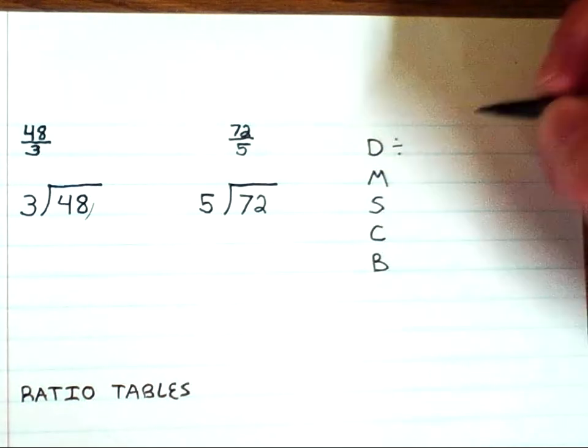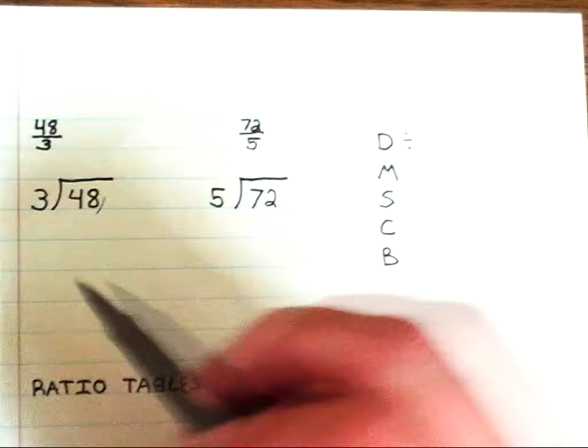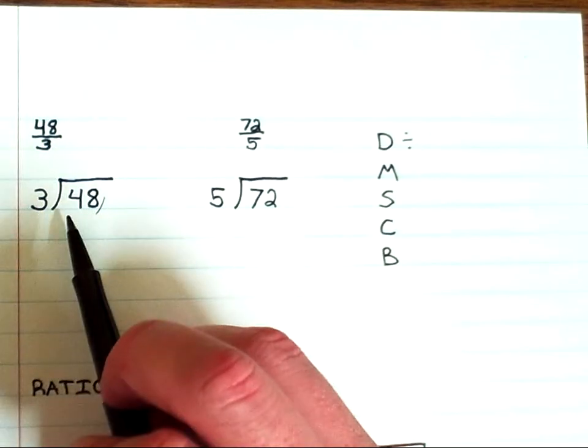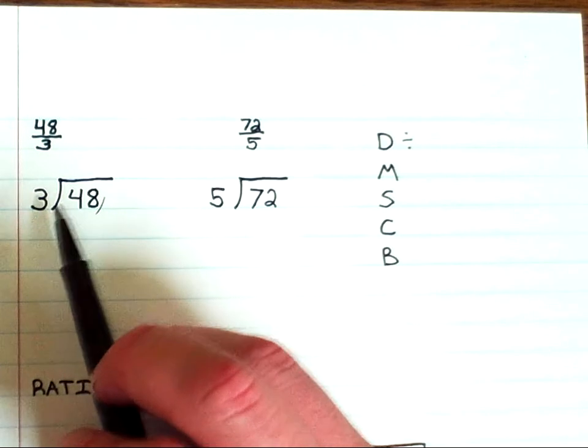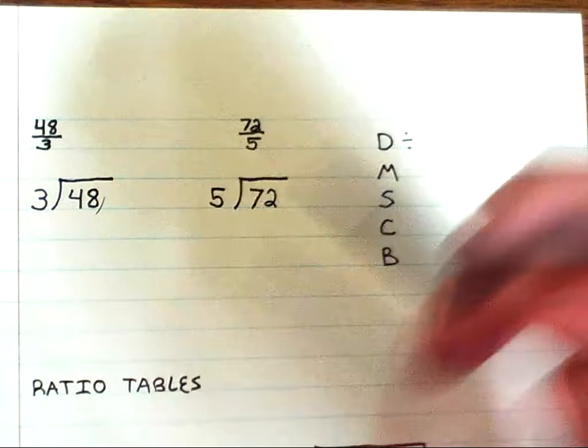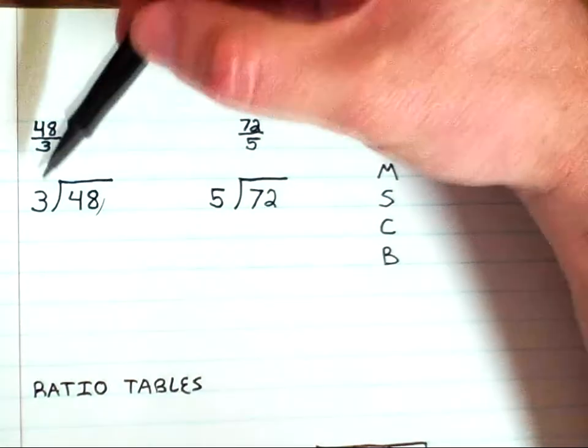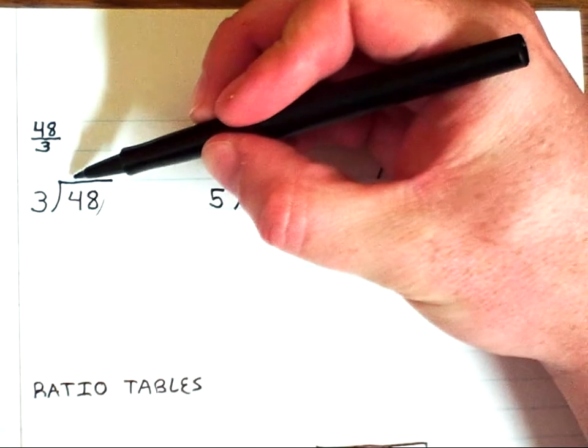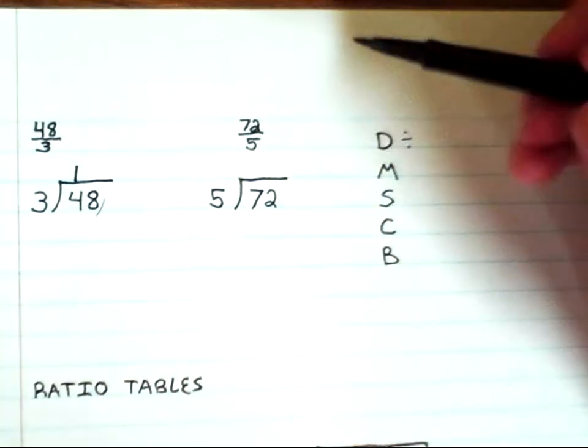The D stands for divide. That's the first step. So you always say, how many times can 3 go into 4? Or how many groups of 3 can you divide 4 into? Whatever way you can think of to say it. I would just say, how many times does 3 go into 4? They usually say 1.